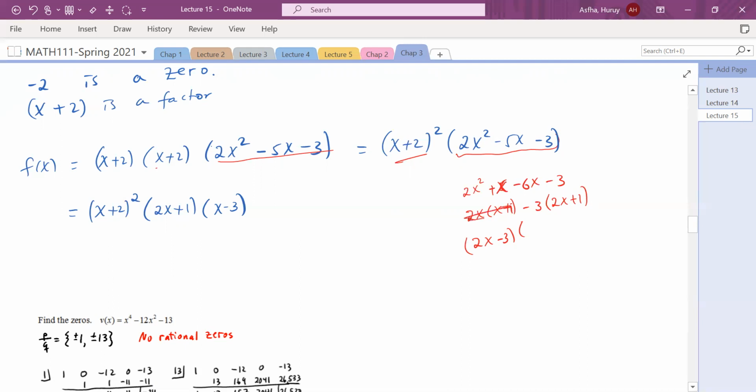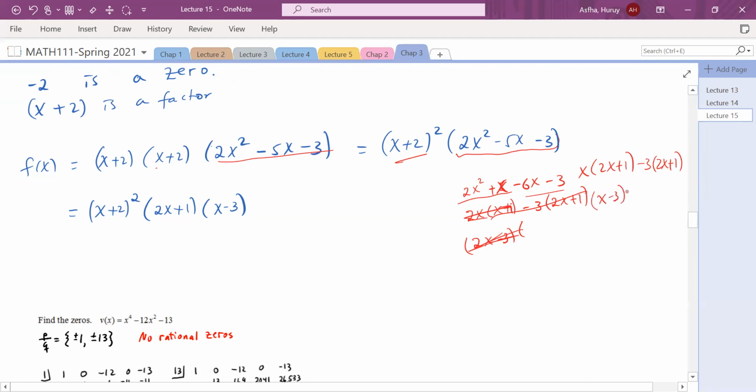Oh, wait. No. So from this one, we get just x times 2x plus 1. And from here, minus 3 times 2x plus 1. Yeah. So it's x minus 3 and 2x plus 1. And that's what we have here. Therefore, we have factorized this polynomial.